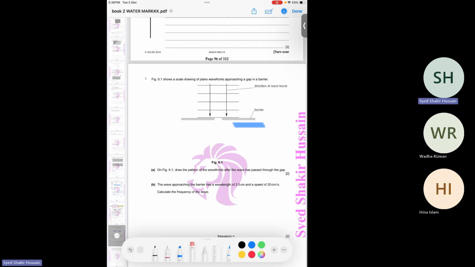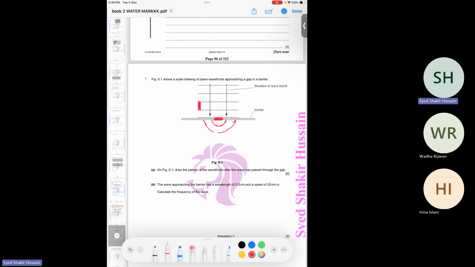If this opening is about the size of the wavelength, see, this is the wavelength, and the same is the size of this opening. If the size of the wavelength and opening stays the same, there would be maximum diffraction. And in maximum diffraction, you will see semicircles being formed.